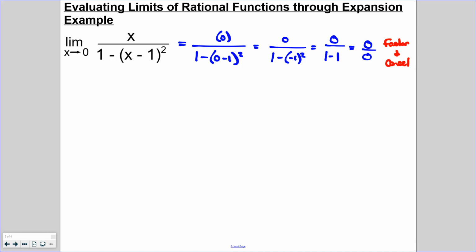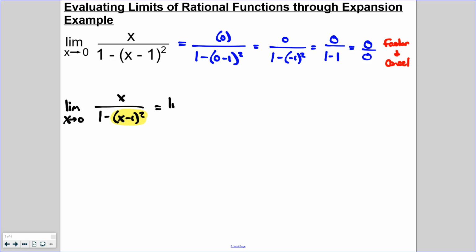So going back to the original limit, we have the limit as x approaches 0 of x over 1 minus x minus 1 squared. But here's where the issue comes into play. In the form that it's in, there is nothing we can really factor. So if we can't factor, how are we expected to cancel? And that's where the expansion part comes in, because we do have this expression, the quantity x minus 1 squared, that if we expand out, that might allow us to then factor something out and cancel. So that's what we're going to do.